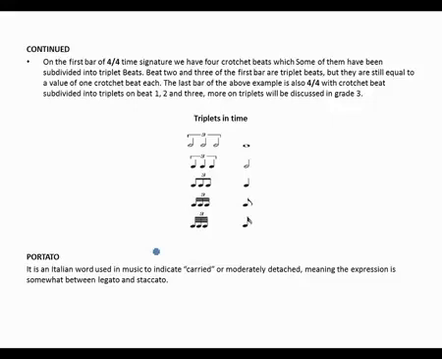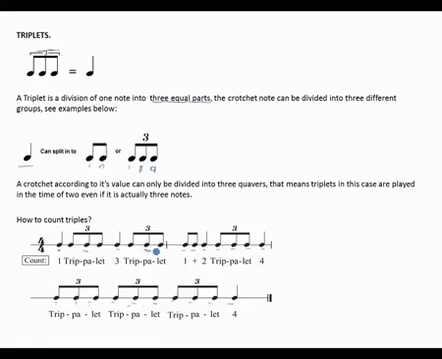The last bar of the above example is also 4/4, with crochet beats subdivided into triplets on beats 1, 2 and 3. More on triplets will be discussed in grade 3. Let's take a look at the last bar. The first 3 beats are triplets, but remember, if it's divided like this, it equals 1 beat. This is our beat 2, this is our beat 3. So triplet, triplet, triplet, then we get our beat 4.